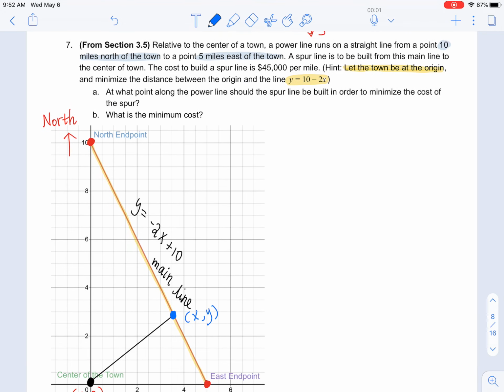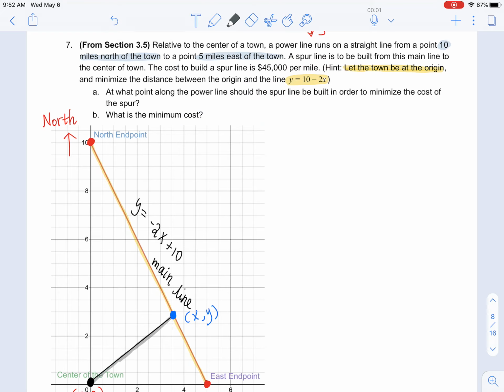And the goal is to... I'm kind of assuming that you already read the problem. We're trying to minimize the length of this spur line. So the shorter it is, the cheaper it will be to build, don't you think? So what we want to do is minimize this distance, this black line that I just drew.